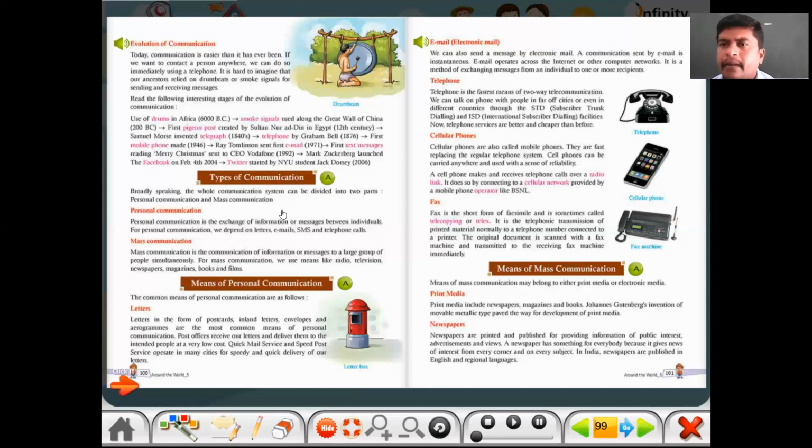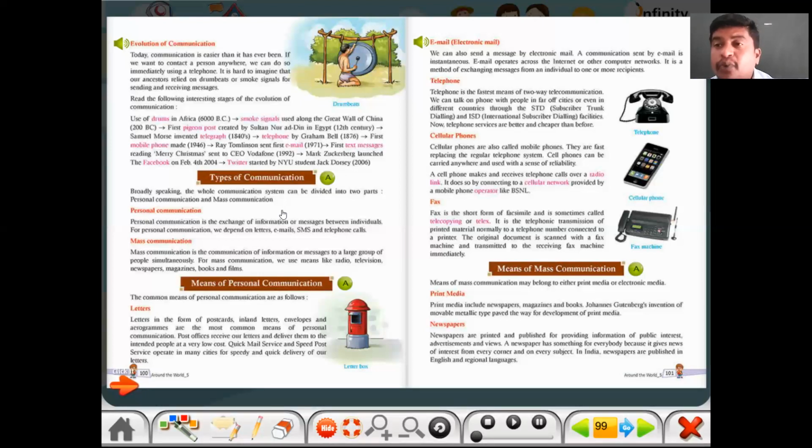Understood? A communication sent by email is instantaneous. What is meant by instantaneous? Email is a personal means of communication. It operates across the internet. If you want to mail somebody, you must have an internet connection, a network connection in your computer.